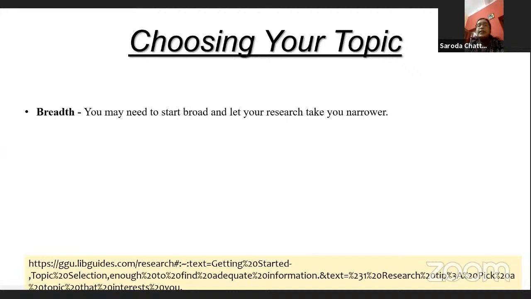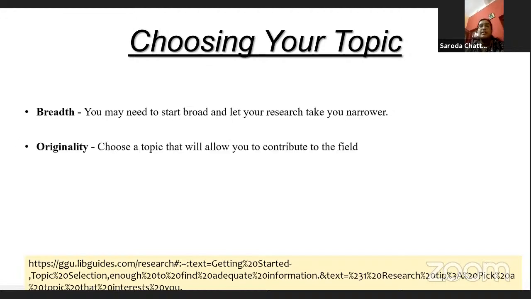Okay, over here, a few things are being mentioned for choosing a specific topic. Three parameters are mentioned: breadth, originality, and sources. So these are the three parameters. What is the first one?